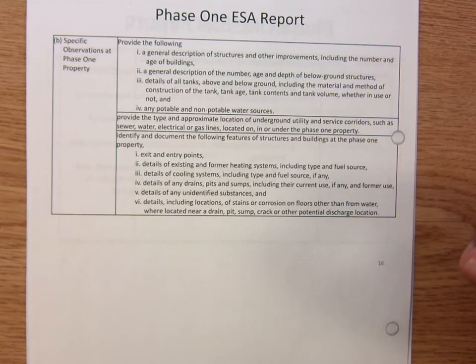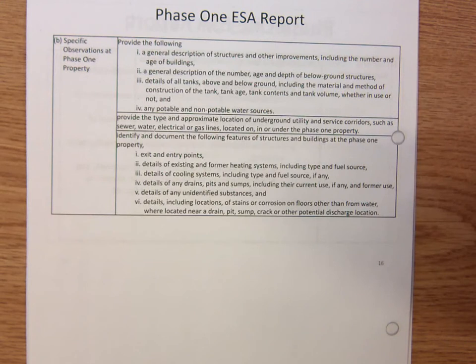You also will try to provide the type and approximate location of underground utility and service corridors, such as sewer, water, electrical, or gas lines located on, in, or under the phase 1 property. This is very, very important, especially if you want to do sampling analysis in your phase 2 environmental site assessment. You want to understand what kind of barriers you have. You also want to understand where are the lines of water and sewer and electricity, so you don't damage them. Also, it is sometimes possible that, for example, sewer lines themselves could be the potential source of pollution for groundwater and for soil.